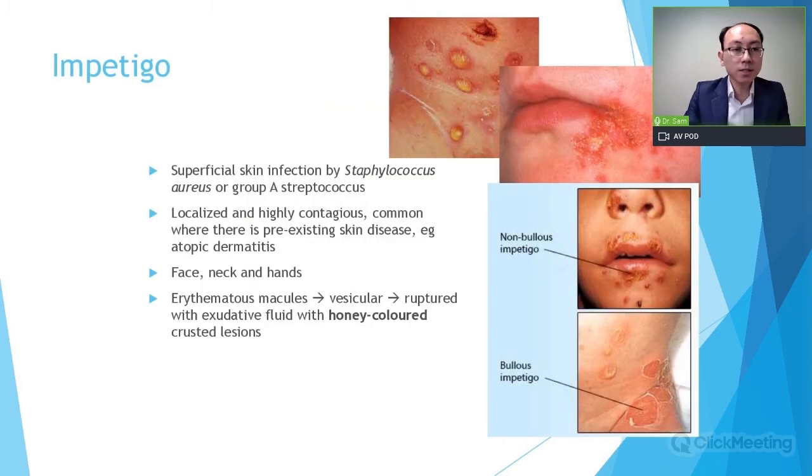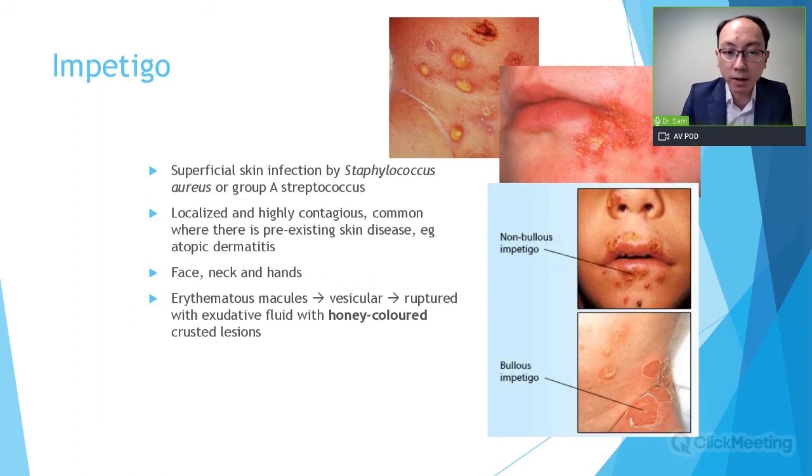So I think this is the last skin condition we need to mention: impetigo. Impetigo is a common skin infection that comes to either a pediatric clinic, I think even a GP clinic. This is a superficial skin infection by Staphylococcus or group A Streptococcus. Normally they are localized at a certain part of the body, but commonly they are at the face.